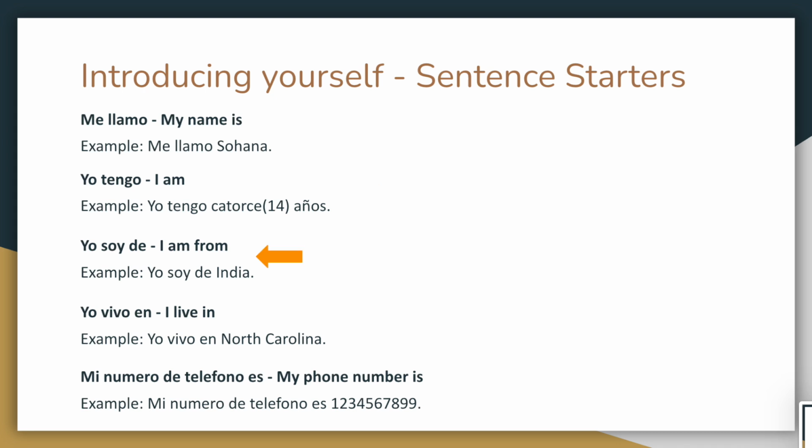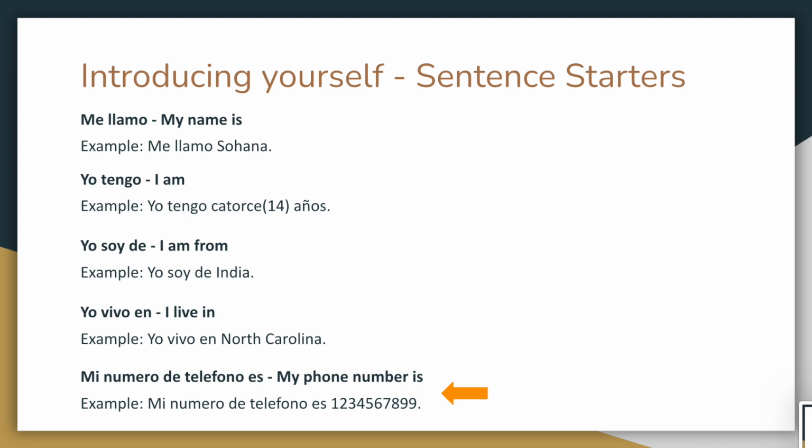The third one is yo soy de, which means I am from. So if I wanted to say I am from India, I would say yo soy de India. The fourth one is yo vivo en, which means I live in. So if I wanted to say I live in North Carolina, I would say yo vivo en North Carolina.